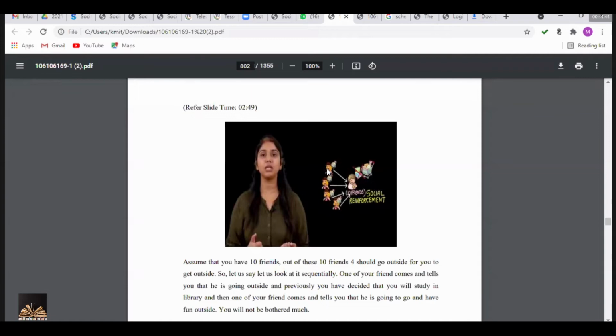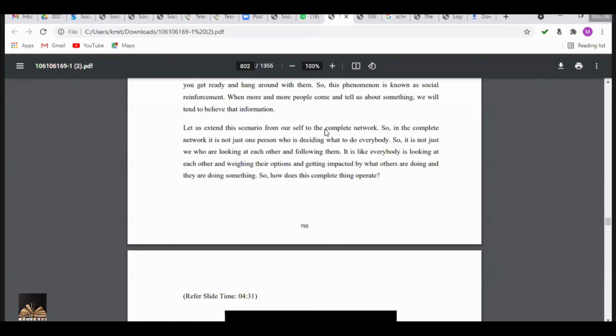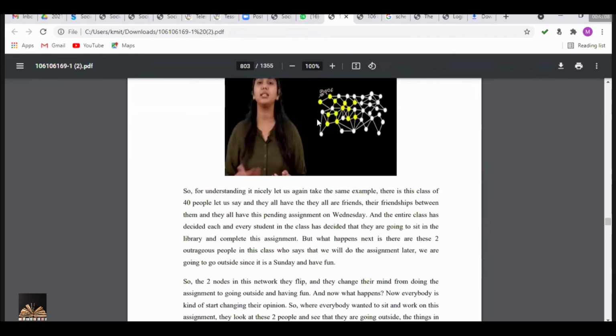The second friend came. He said he also wants to go for shopping. Third friend came. When the fourth friend came and said he also wants to go to the shopping, then my mind will get changed. See, all my friends are going for shopping. I also want to go for shopping. So this thing is called social reinforcement. You're getting me, guys?